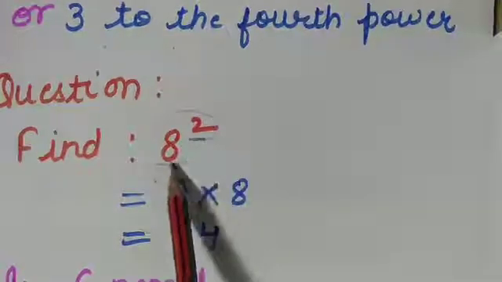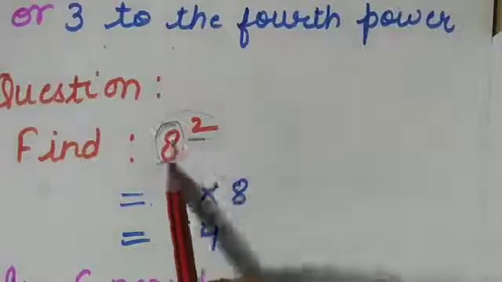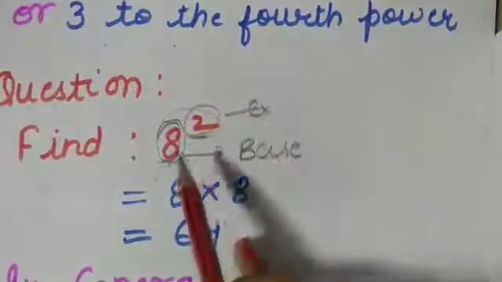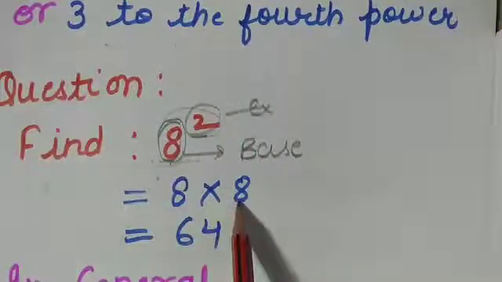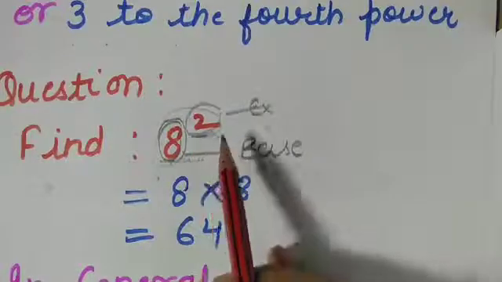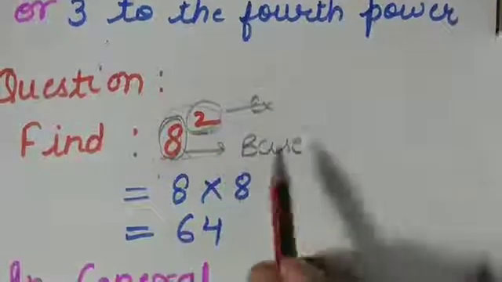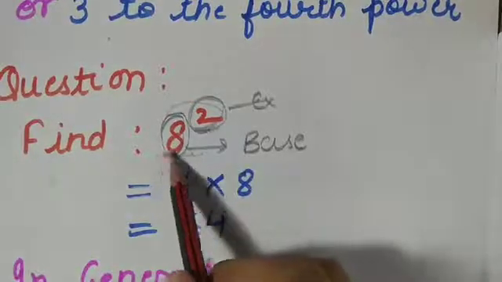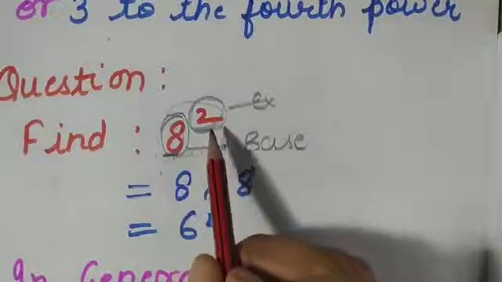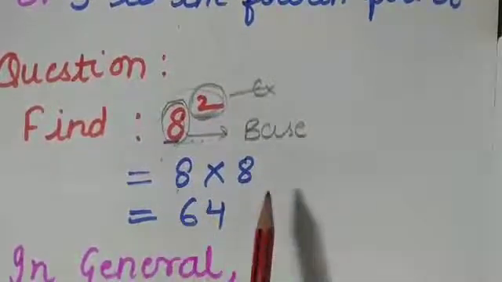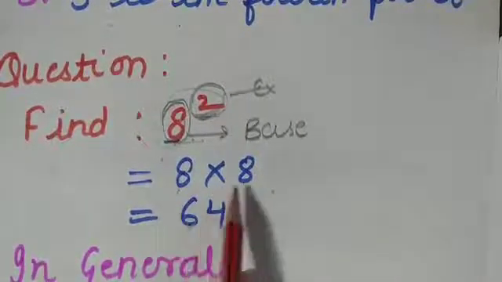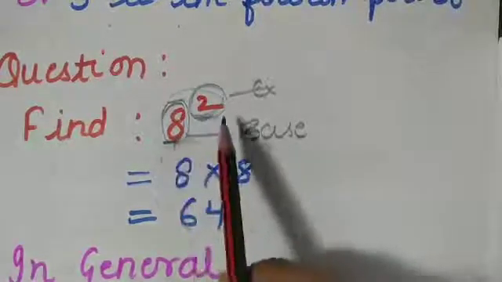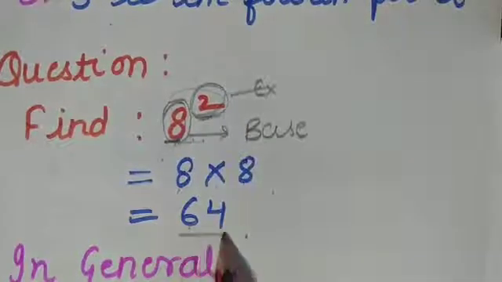So it means we have to multiply. This 8 is known as the base here, and this 2 is known as the exponent here. The base denotes the number that is being multiplied, and the exponent denotes how many times it should be multiplied. So this is 2, which means 2 times we have to multiply the number 8. So 8 raised to the power 2 can be written as 8 into 8, which is 64. 8 raised to the power 2 is equal to 64.